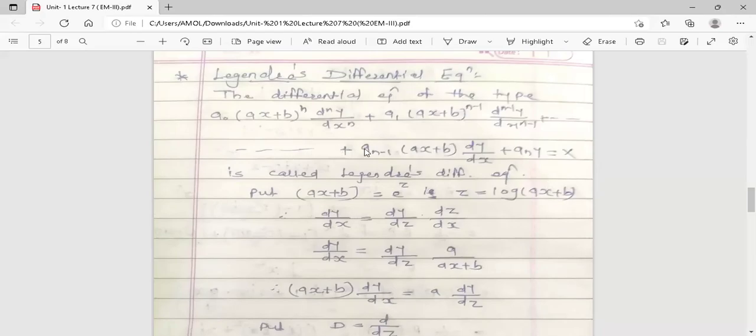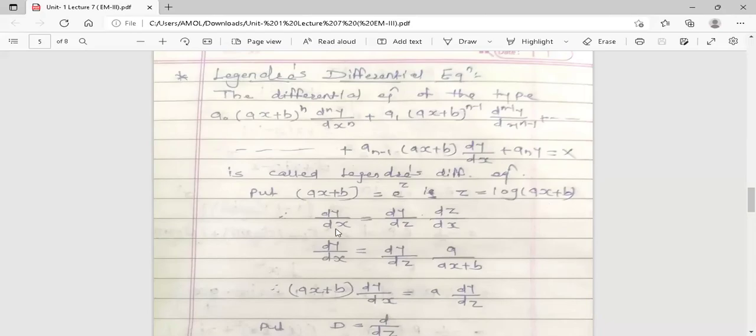Now, how to reduce this differential equation, Legendre's differential equation, to LDE? There is a standard substitution. Put ax plus b is equal to e raised to z. Now, if ax plus b is equal to e raised to z, then z is equal to log of ax plus b, because if we shift this exponential function to the LHS, it will be a log function. So z is equal to log of ax plus b.